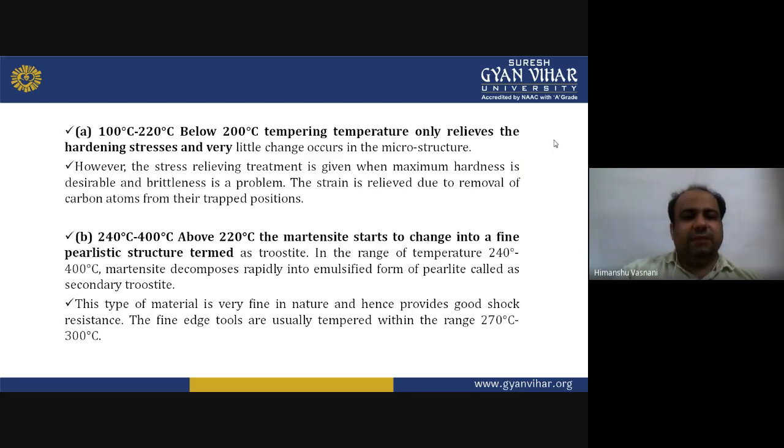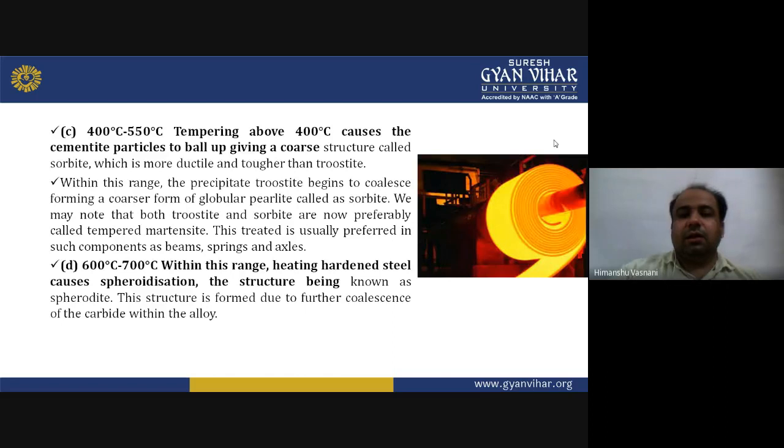Now, as the name says, secondary troostite. This type of material is very fine in nature and hence provides good shock resistance. The fine edge tools are usually tempered within this range, that is 270 degrees to 300 degrees centigrade. Now you can see in the diagram also how this sheet is rolled.